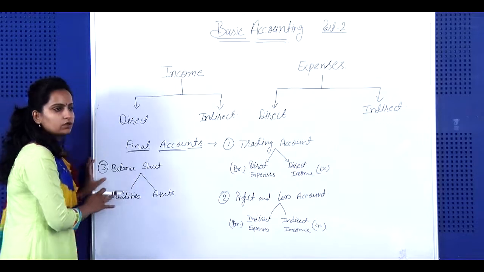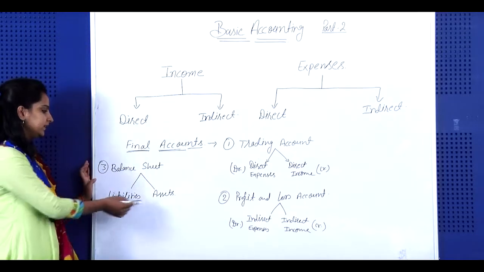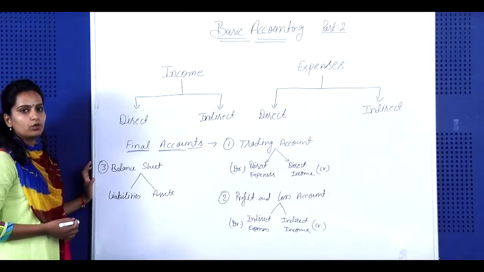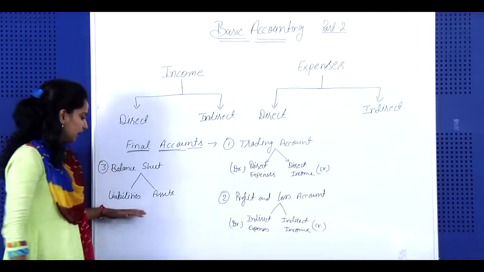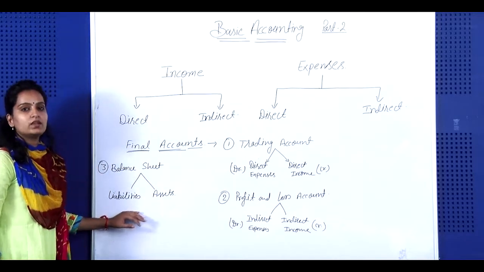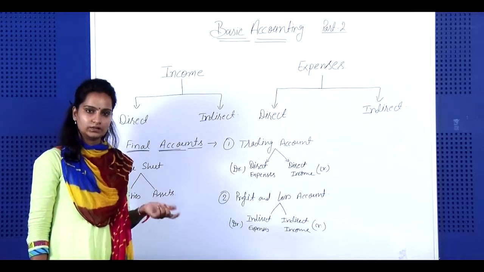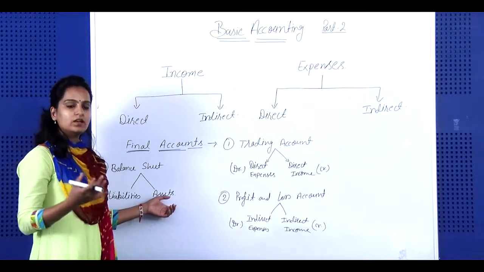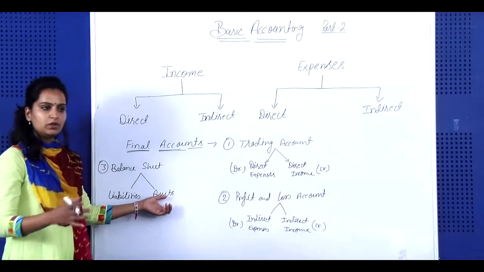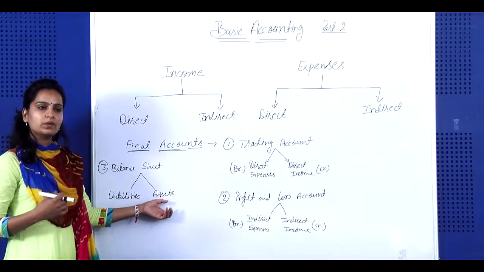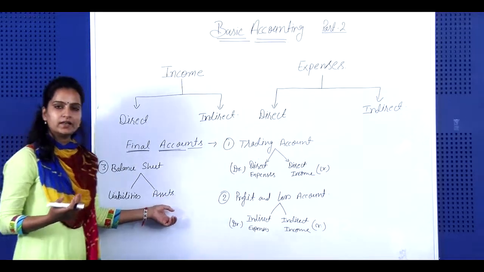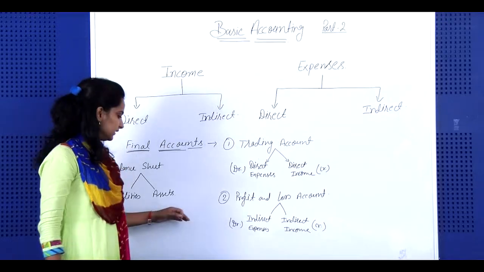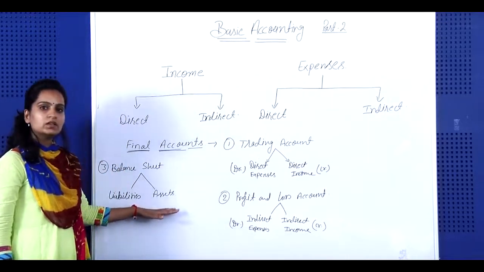The third portion of final accounts is the balance sheet. This is not an account, this is a statement of liabilities and assets. Earlier I told you what liabilities and assets are. Liabilities are the amounts which we are liable to pay to other parties, and assets are anything that the company owns in its name, purchased for its use, like building, furniture, machinery and all. These kinds of things come under the assets.